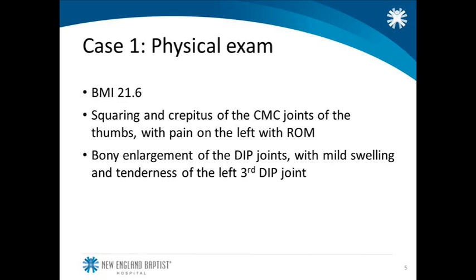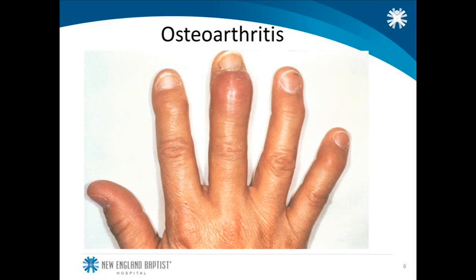Her general physical exam was normal, and on musculoskeletal exam, she had squaring and crepitus of the carpometacarpal joints of the thumbs, with pain on the left with range of motion. She also had bony enlargement of the distal interphalangeal joints with mild swelling and tenderness of her left third DIP joint. So this is an example of a patient with osteoarthritis who also had swelling of a DIP joint, more severe than that seen in my patient.